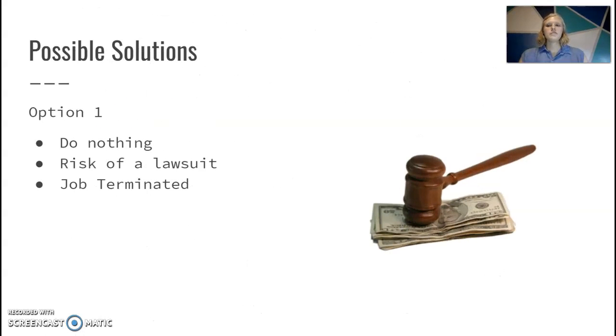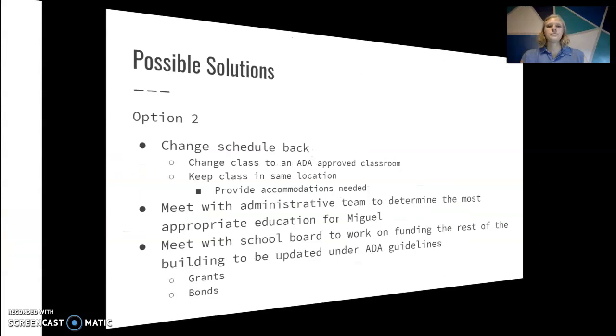So what are some possible solutions? Option one, the school, we could just do nothing and risk a lawsuit. Then I could be at risk of losing my job and being fired, and so could Miss Guzman.